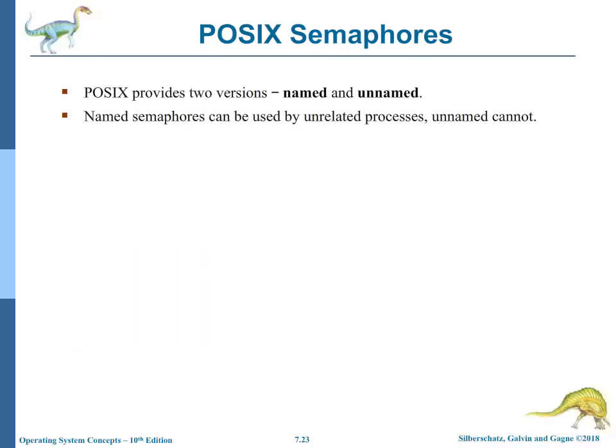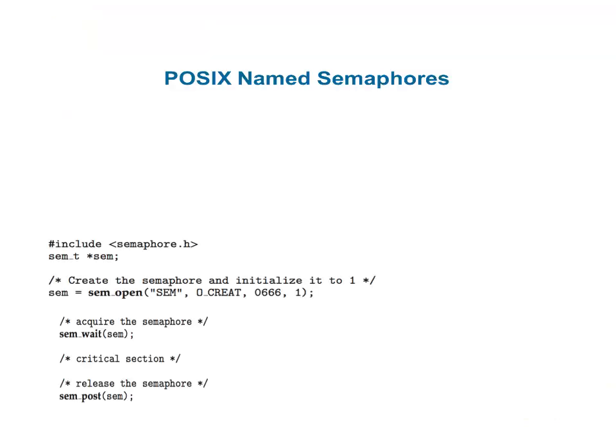There are two types of POSIX semaphores, named and unnamed. As the terminology suggests, named semaphores have a name. Named semaphores can be used by unrelated processes. Unnamed cannot. Named semaphores are shared by several processes. Named semaphores have an owner user ID, group ID, and the protection mode.